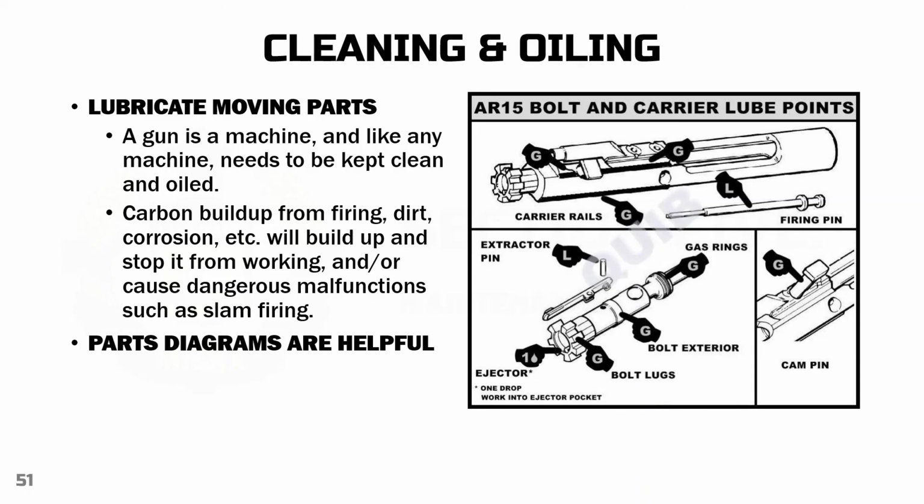This is especially prevalent in the SKS rifle, where the firing pin isn't under any sort of spring tension one way or the other. Gunk can get in there and stick it in the forward position so that when the bolt loads a new round, the firing pin is already forward. And so it automatically fires a round without you having to pull the trigger. Very not good. It can turn your semi-automatic rifle into a fully automatic rifle, but one that you don't control, which is very bad. Parts diagrams are very helpful if you're not sure exactly where to lube.